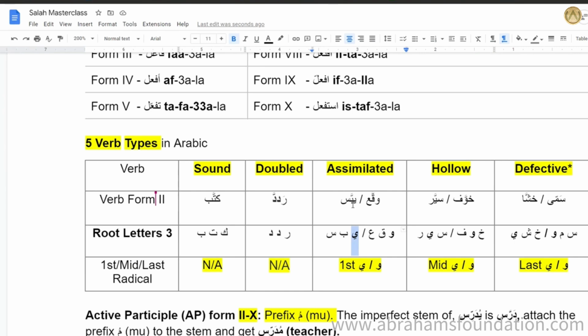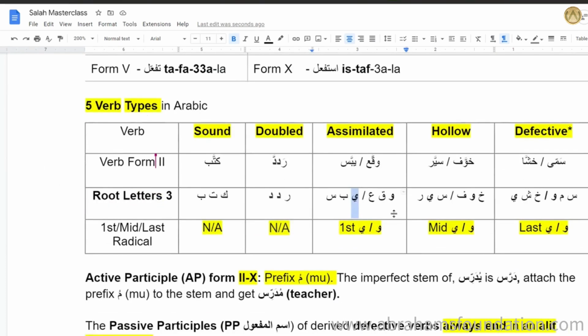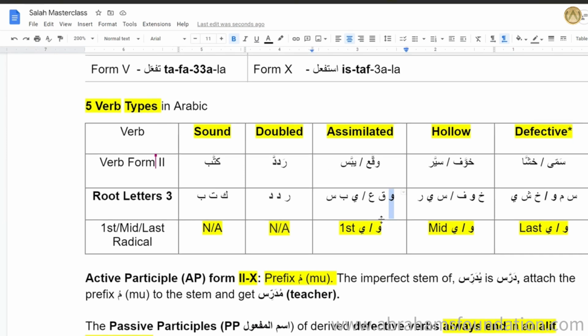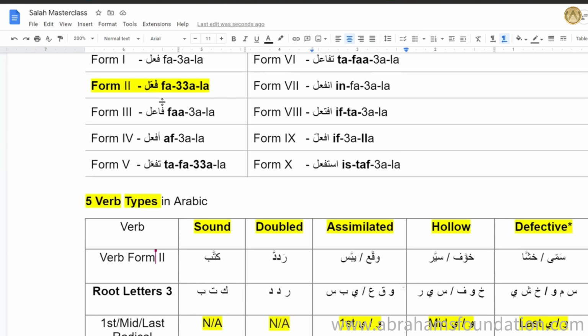Waqa'a, yabasa, yabasa, waqa'a, like that. So here, the waw or the ya. What does that mean? When you conjugate these verbs, depending on the verb type, the waw disappears into a ya, like yaqa, something like that, and so on. It would disappear. Okay, so it assimilates. It blends in with the letter when you conjugate it.